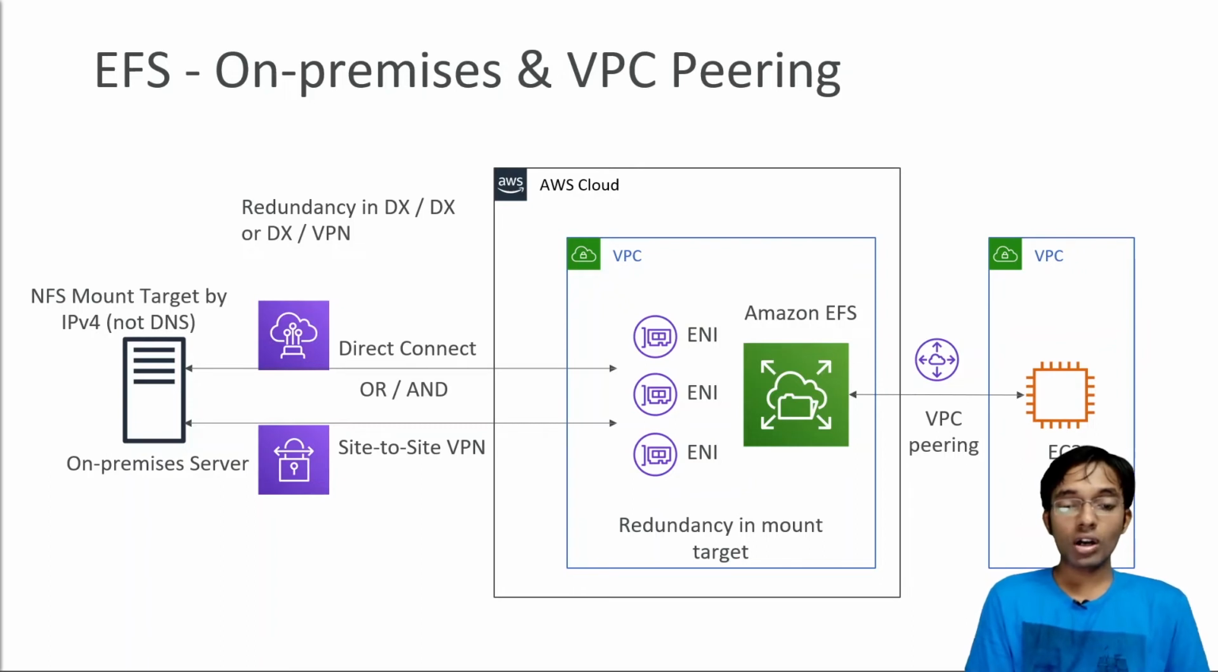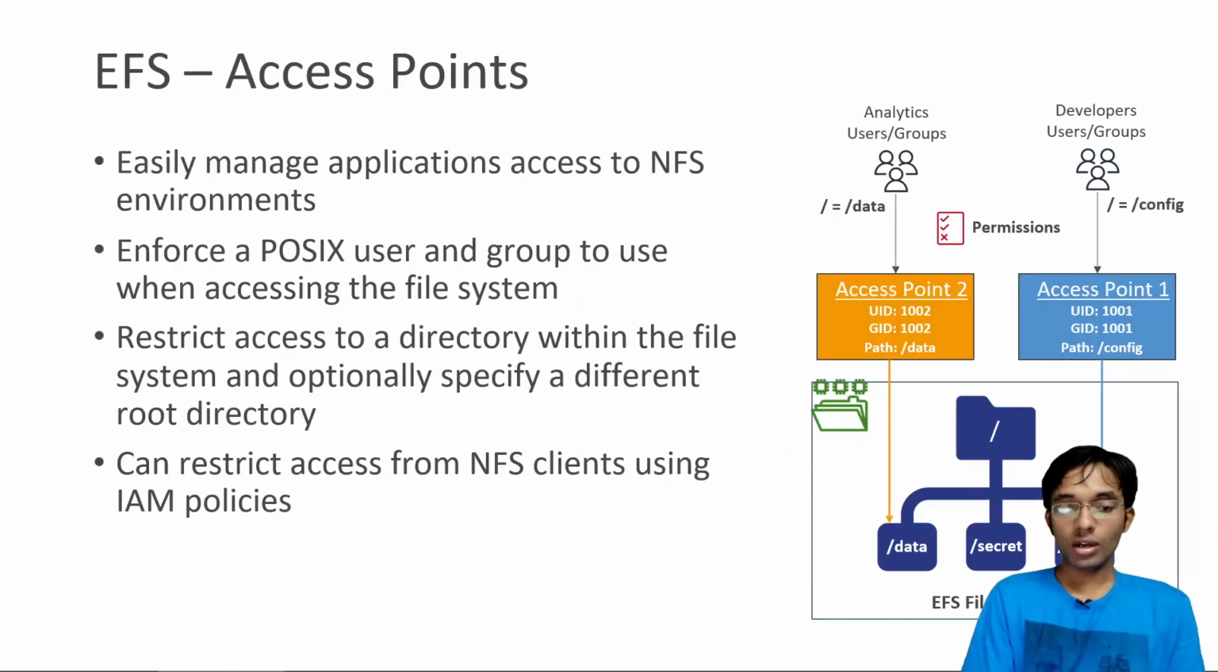Now when you are on an on-premises server, you need to mount your EFS drives. They need to be mounted using the IPv4 of the ENIs. They mount using the IP, whereas your EC2 instance could use a DNS. So make sure that when you have on-premises servers, you retrieve the ENI IP and then use that for mounting your NFS drives.